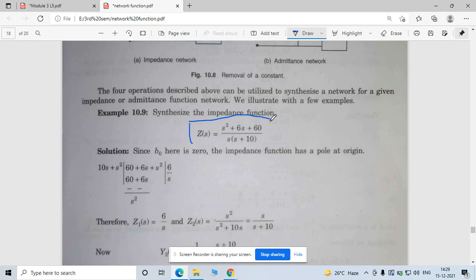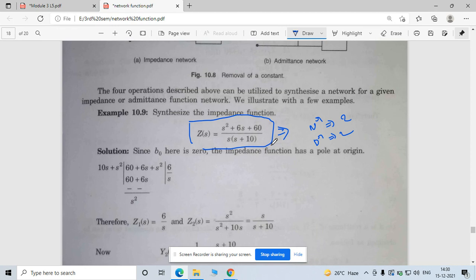Now this impedance function is given to you. First of all, observe. You have to synthesize, right? So first of all observe which degree is greater than the other. The maximum degree for the numerator is 2. The maximum degree for the denominator is also 2.